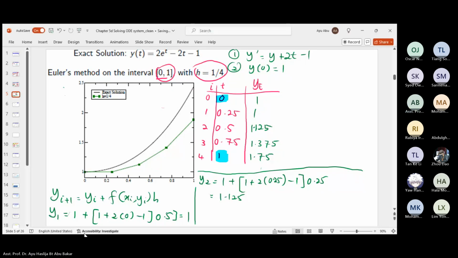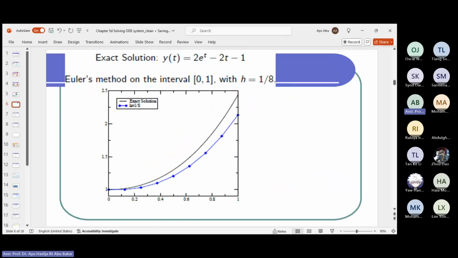Okay, so I hope you know how to calculate the Y Euler's. You can proceed to calculate your yt. It should be the same as the previous one. Not the same, like similar, because now we are reducing the step size. Next, this one, the h value is getting smaller. Okay, you can see the trend.